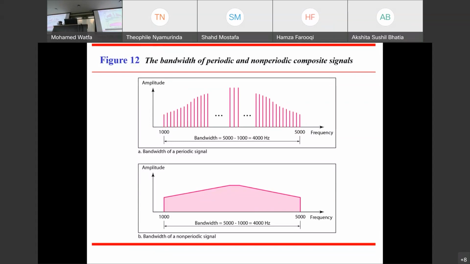Now, we need to know the bandwidth. Again, the bandwidth is the maximum minus the minimum frequency. In this case, maximum was 5,000 minus 1,000. So my bandwidth is 4,000 hertz. And here, same thing, 5,000. Are we good? Yes?